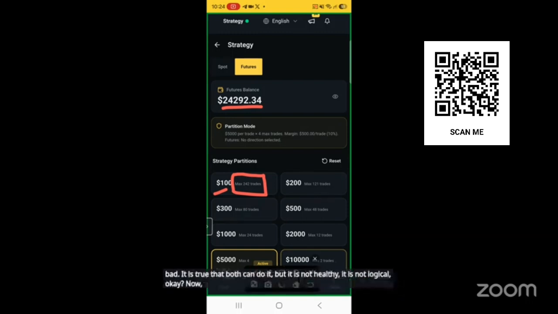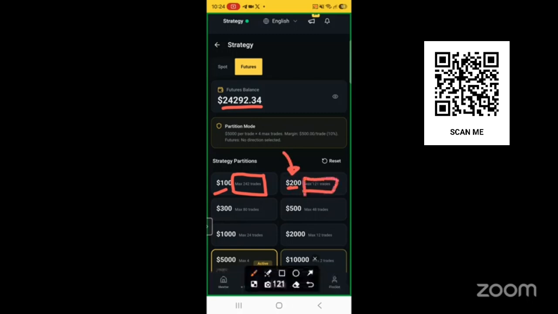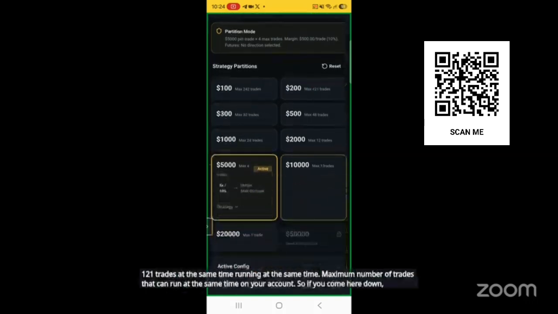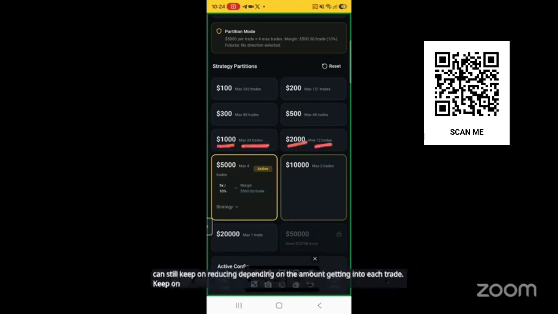Now here it is telling you if you choose the 200 partition, I'm going to put $200 into each trade, and I'll be able to trade for you over 121 trades running at the same time. That is the maximum number of trades that can run at the same time on your account. So if you come down here, you can see the trades keep on reducing depending on the amount getting into each trade.